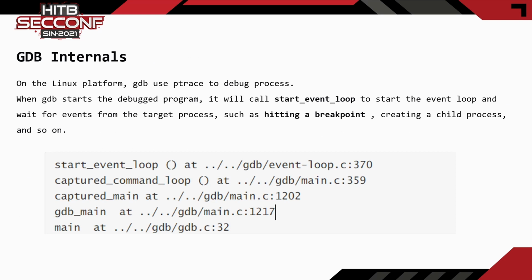In order to modify GDB, we first need to understand the code of GDB. On the Linux platform, GDB uses ptrace to debug a program. In addition, it will parse the ELF file used in the debugged process, so that a relatively complete code stack can be obtained. When GDB starts the debugged program, it will call the start_event_loop function to start the event loop, and wait for events from the target process, such as hitting a breakpoint, creating a child process, and so on. The following figure shows the code stack of GDB when it handles breakpoint events.